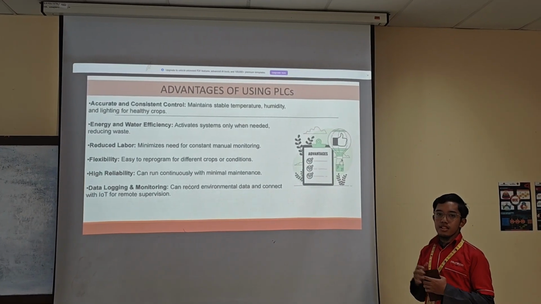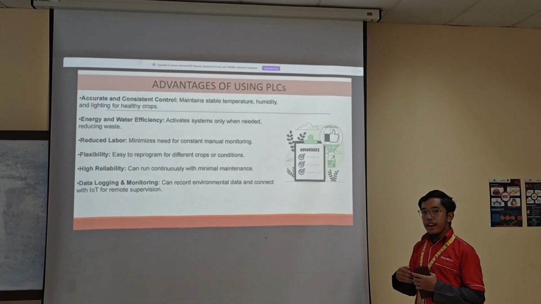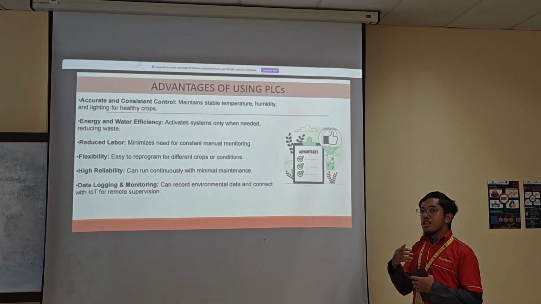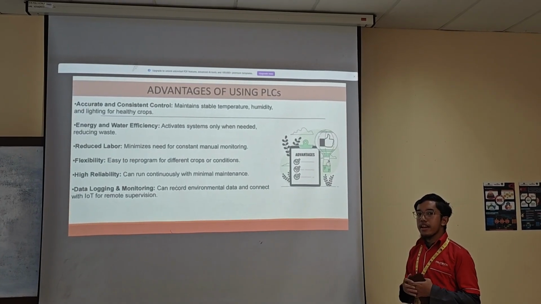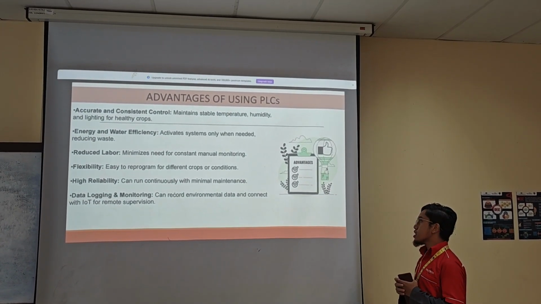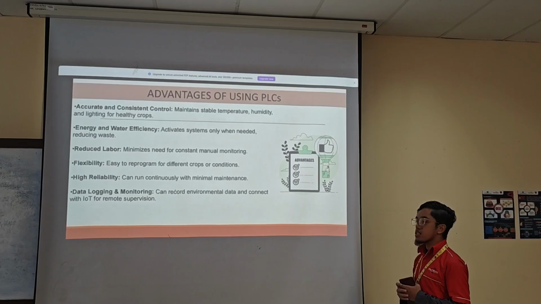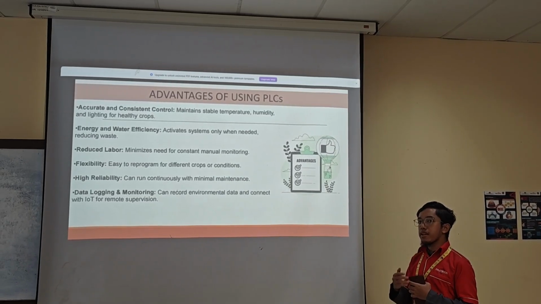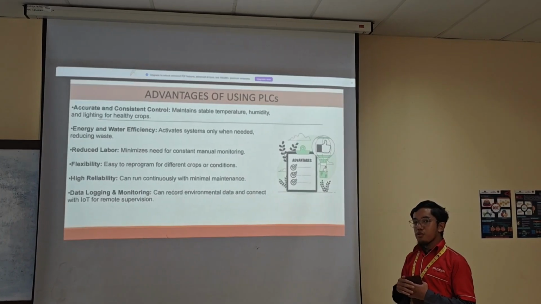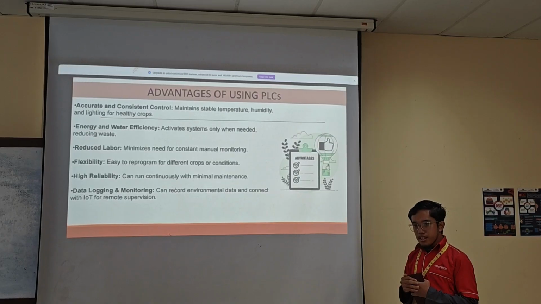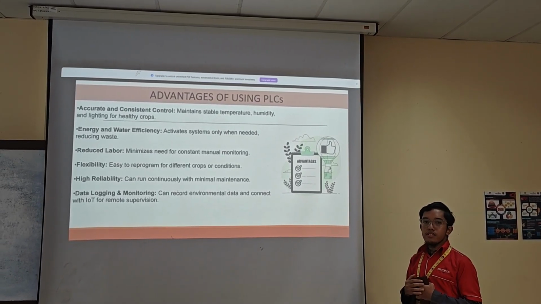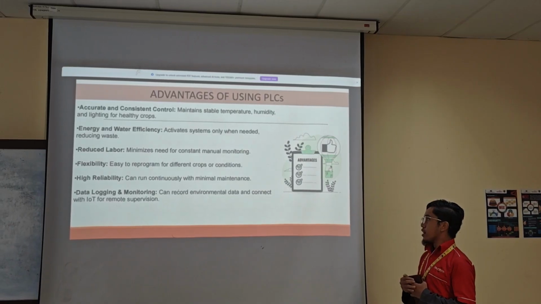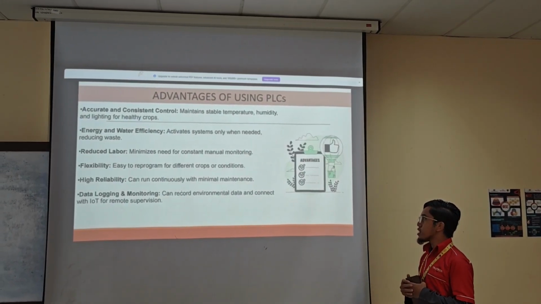With PLC, we can save a lot of water and energy, because if we use too much air, there will be waste. The third one is reduced labor. With PLC, we can minimize the labor of work, so that people can rely on robots more than do physical work. Then the fourth one, flexibility.